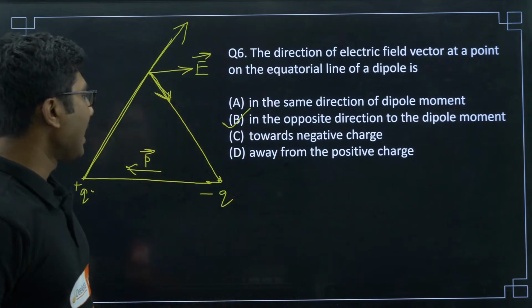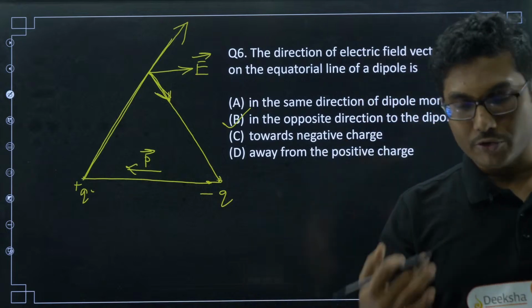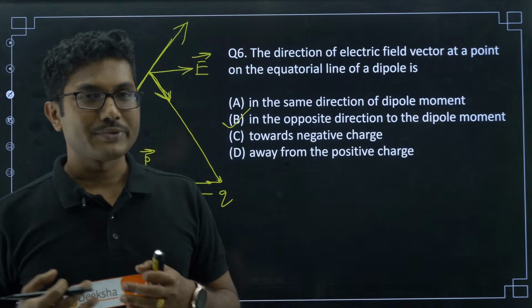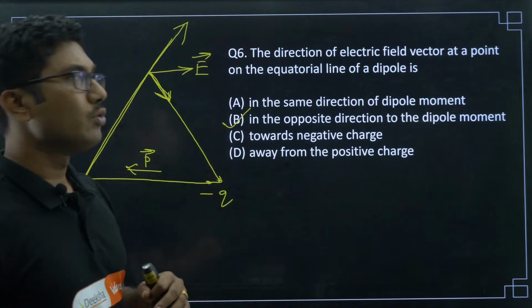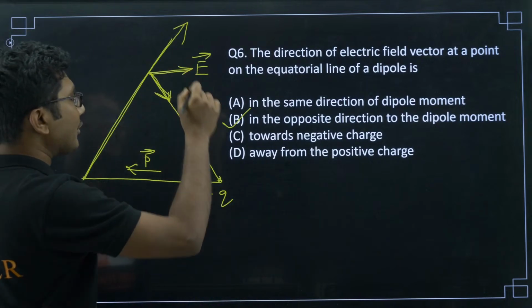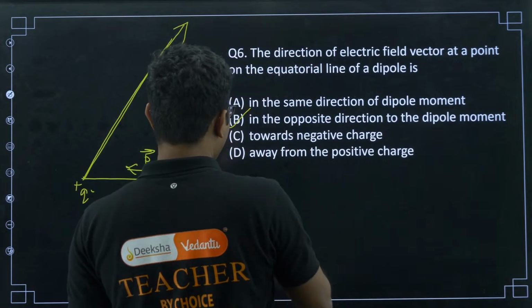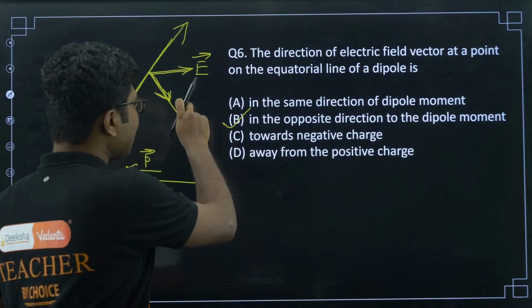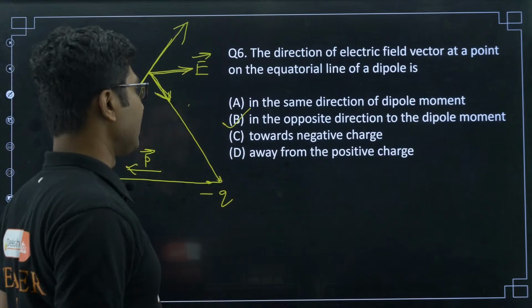Remember that in physics the dipole moment is from negative to positive. In chemistry they use a different sign. Students sometimes get confused, but in physics it is always from negative to positive. So, for the equatorial plane, the electric field and dipole moment are in opposite directions. When they are on the same axis, they are in the same direction. That is why a negative sign comes in this derivation. If you have done this derivation, you know a negative sign comes in here.